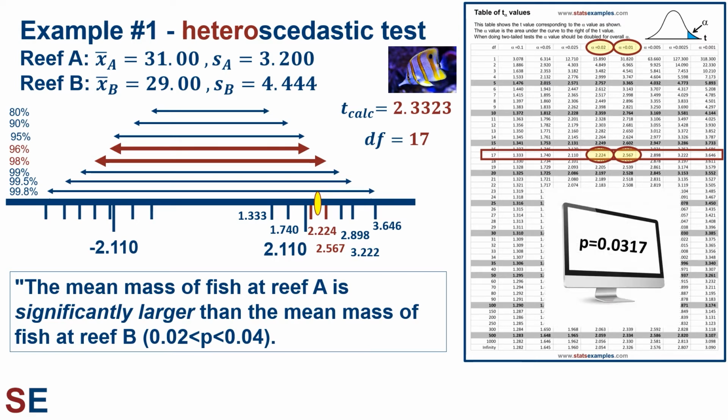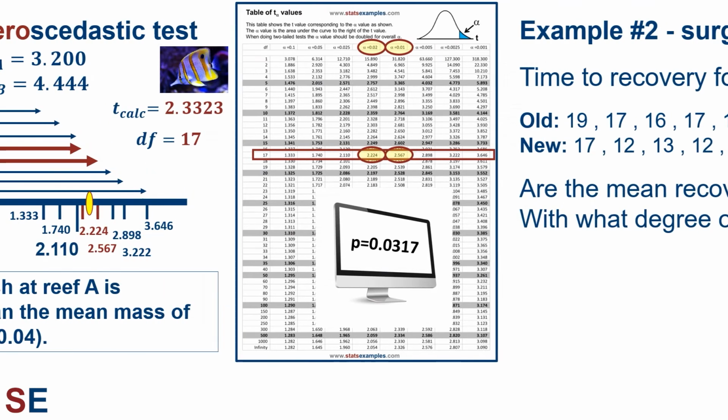If we have access to a computer, it can provide the exact p-value of 0.0317, which we see is less than 0.04, but more than 0.02. We got the same result from the heteroscedastic test that we did for the homoscedastic test, with a couple of minor differences. Our t-calculated value was slightly larger for the homoscedastic test, and the threshold t-critical value was slightly smaller due to the higher degrees of freedom. This illustrates the slightly higher statistical power that the homoscedastic test has compared to the heteroscedastic test.